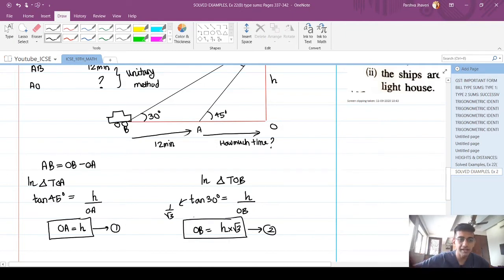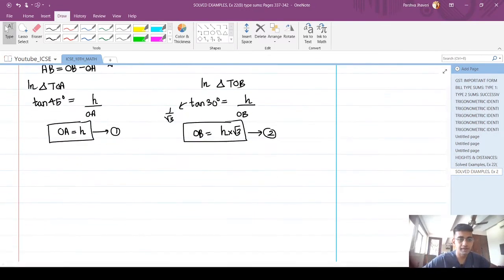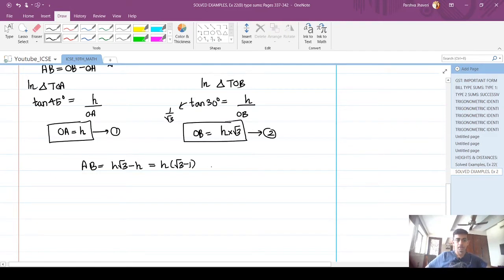Now what do you have to do? Plug 1 and 2 into this starred equation. Simple. AB is equal to H root 3 minus H. Take H common. H into root 3 minus 1. Alright. Now we will use our unitary method. Now see how the unitary method works. We will do the unitary method with two quantities, distance and time. Now to cover distance AB equal to H into root 3 minus 1, it took the car 12 minutes.